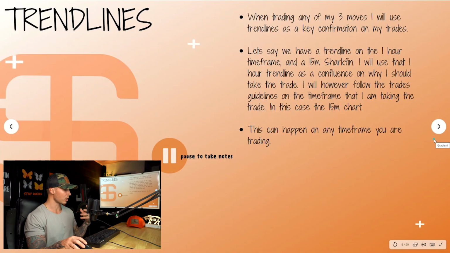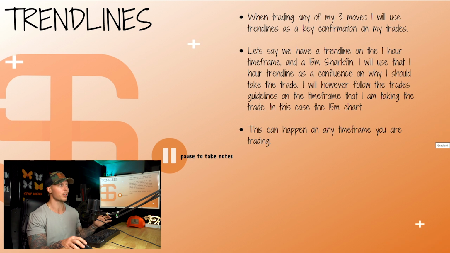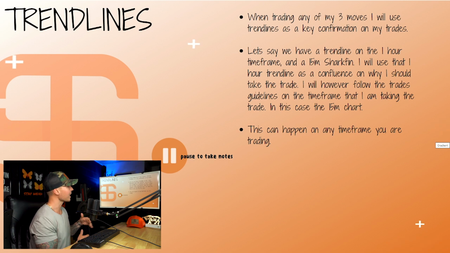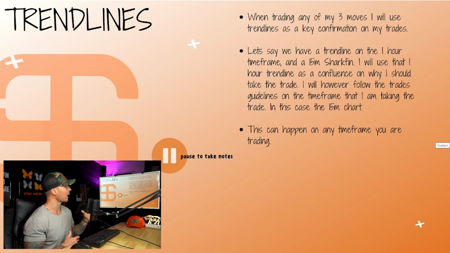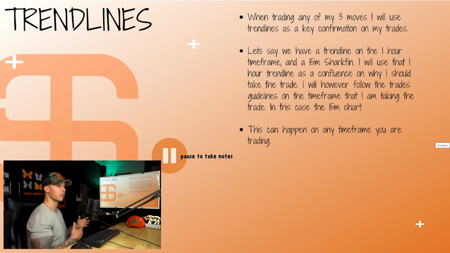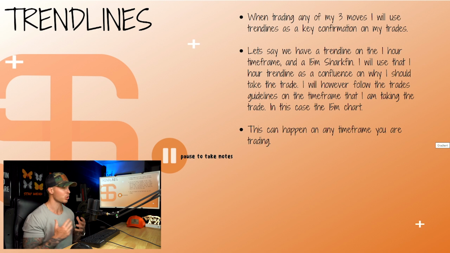So let's start with trend lines. I know you guys know what it is if you've watched my trend line video. So when trading any of my 3 moves, I will use trend lines for a key area of Confluence to why I'm taking a trade, okay?